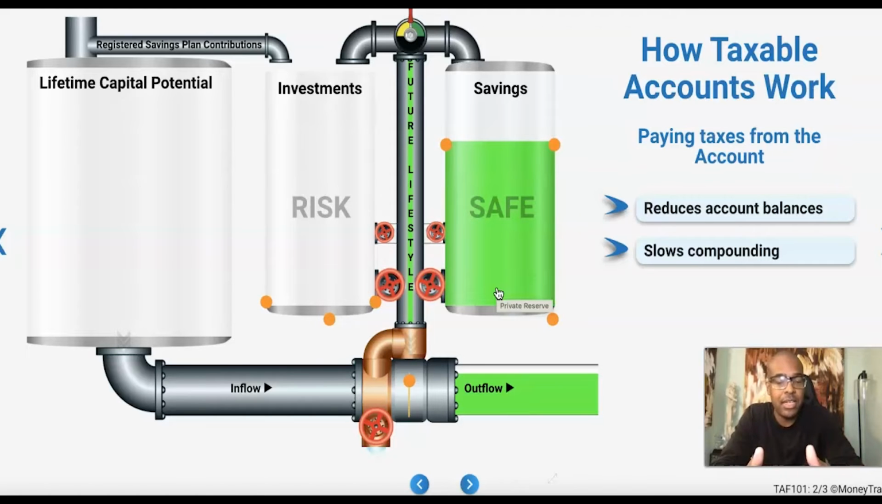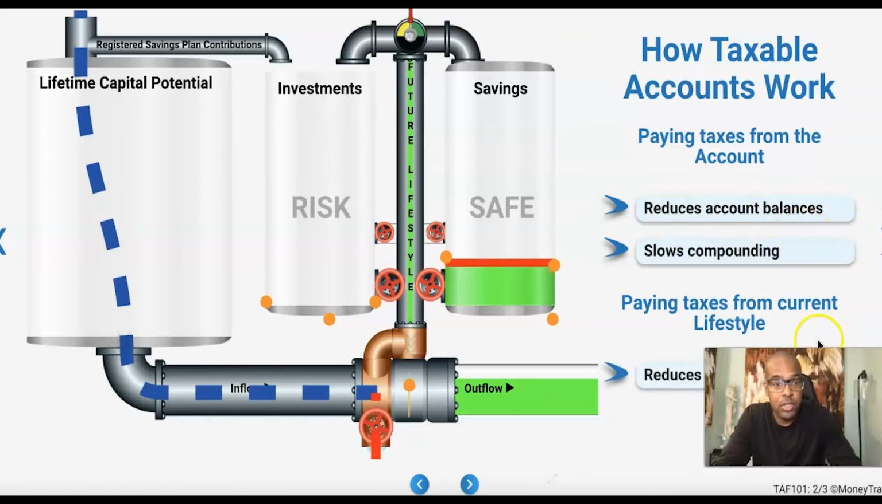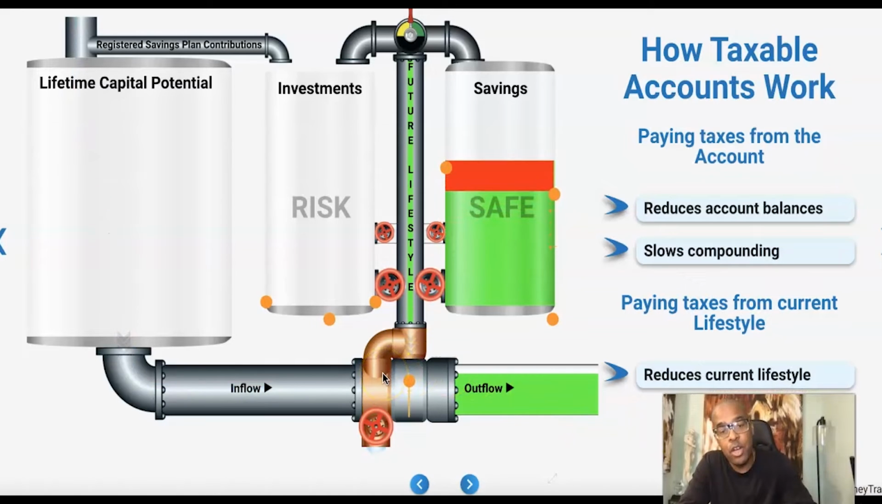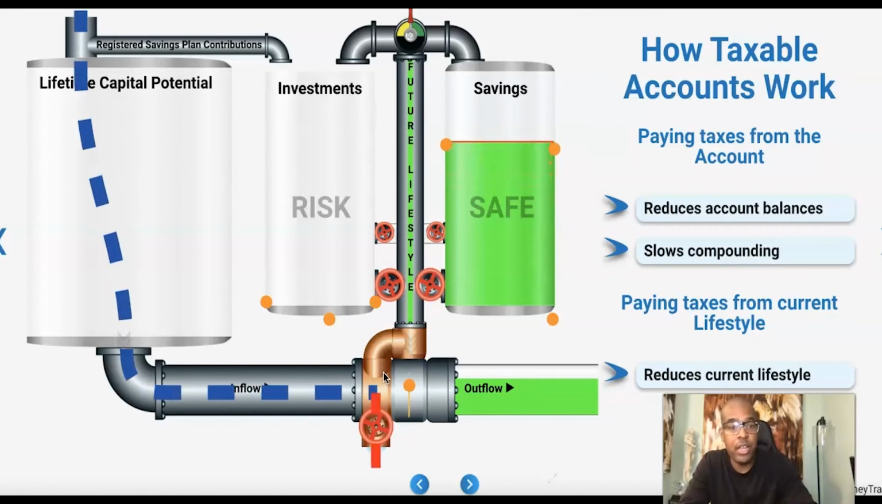So it interrupts that opportunity for constant growth, right? While it's great that you're earning interest, what's not so great is that you're paying taxes, and so it slows your compounding and it slows that potential growth. And that money that could have been going towards some current lifestyle or even future lifestyle investment now has to go back out, because it ultimately reduces your current lifestyle because you're now paying taxes yearly on the interest that's earned.